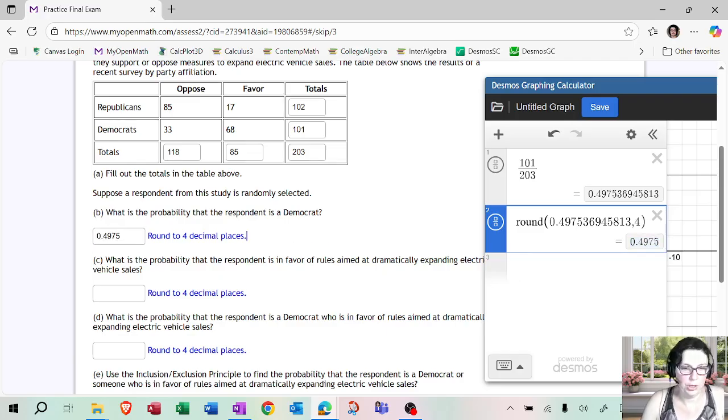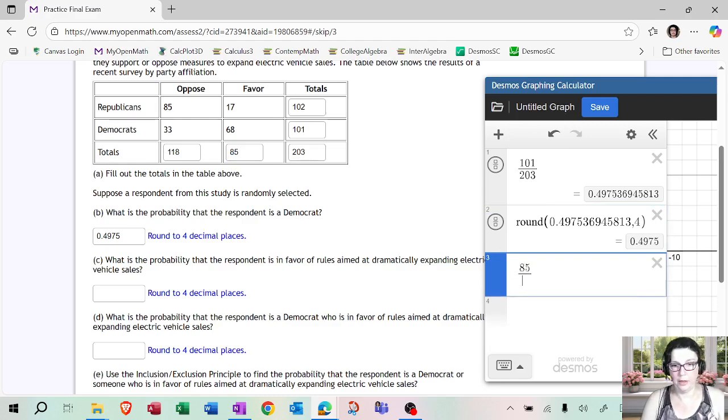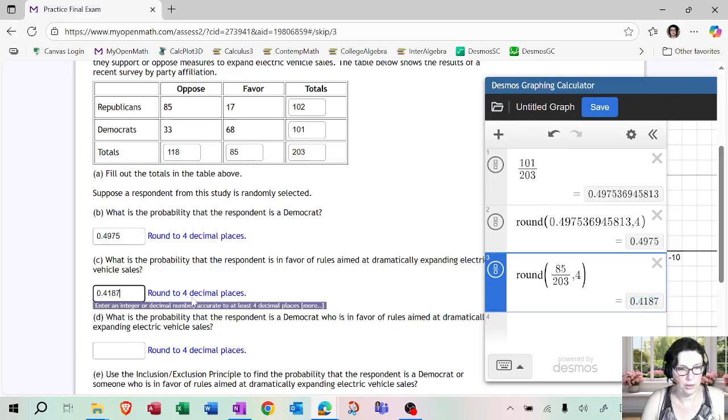Okay, the next question says, what is the probability that a randomly selected respondent is in favor of rules that aim to expand EV sales? If we look at the total number of people who are in favor, that would be 85. You divide that by, again, the grand total in the table, 203, which is the total number of people surveyed. We can round this again to 4 decimal places and paste that here.